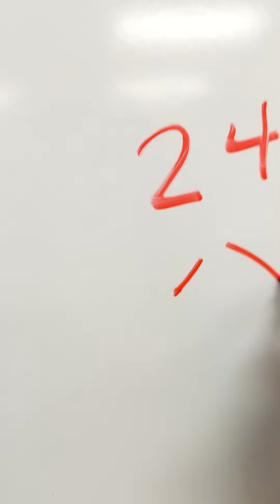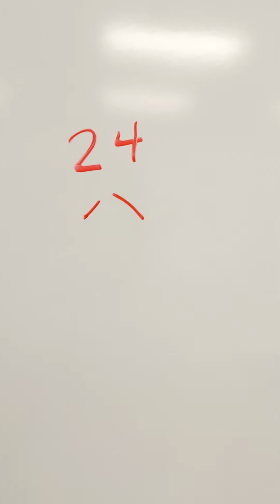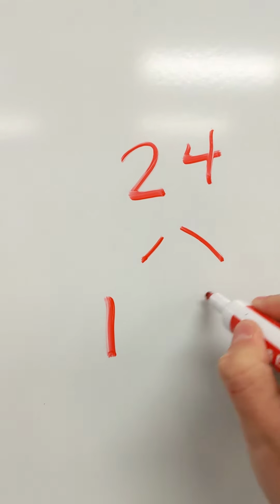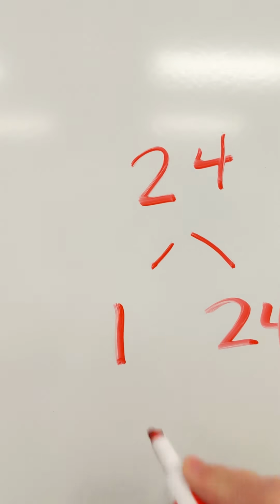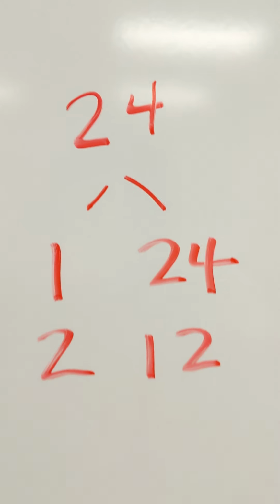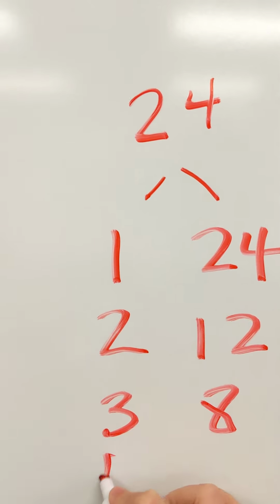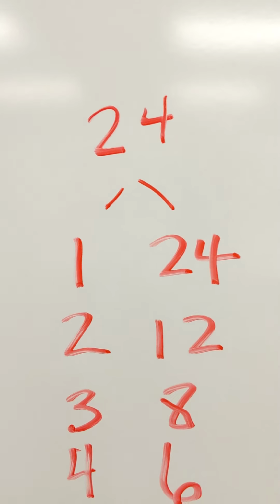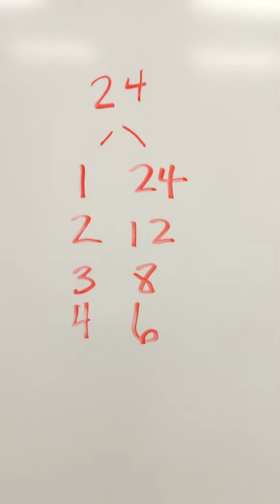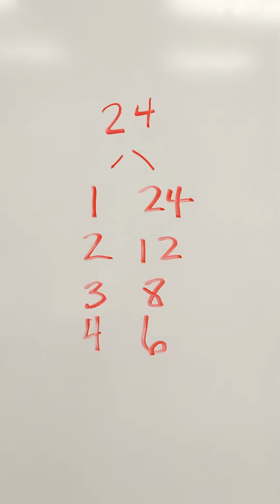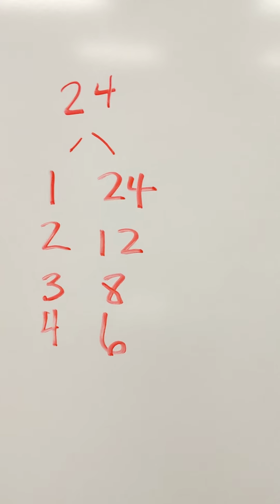24. Okay, so the numbers that make 24, of course, would be 1 and 24. Then we would go with 2 and 12. Then 3 and 8. 4 and 6. And 5 does not work. And then we go back to 6. So here are all the factors of 24. Okay, then we go to 48.